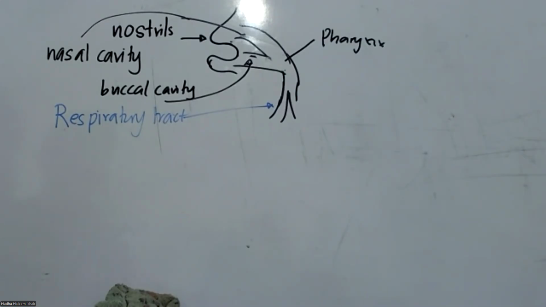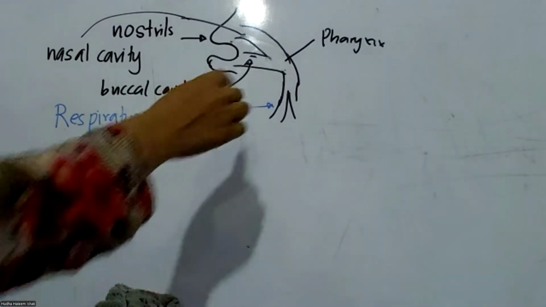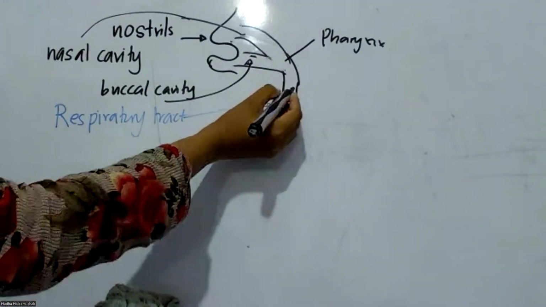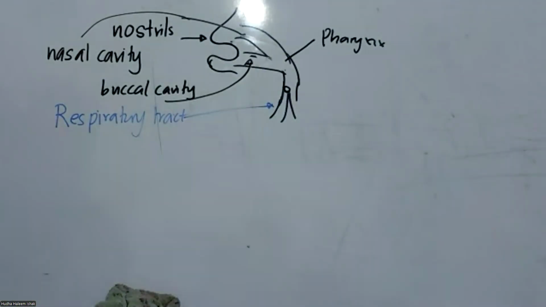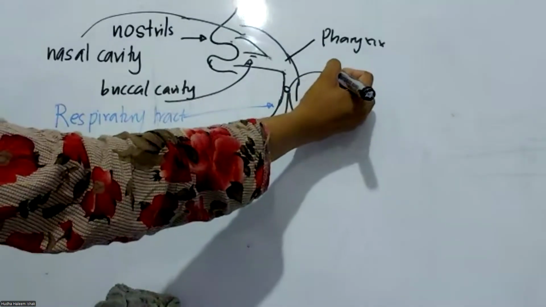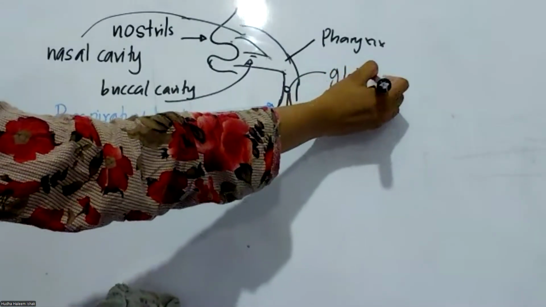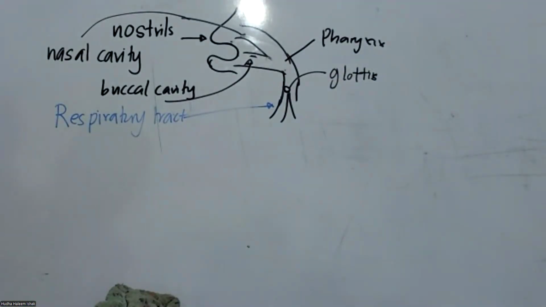So from the pharynx, now what is happening? Now the gas is coming down. When the gas is coming down, there would be someone like a gatekeeper. It is like a gate. Remember this, there is something like a gate. So this is the epiglottis. This is the glottis. Remember, the gate is known as the glottis. The gate is called the glottis.